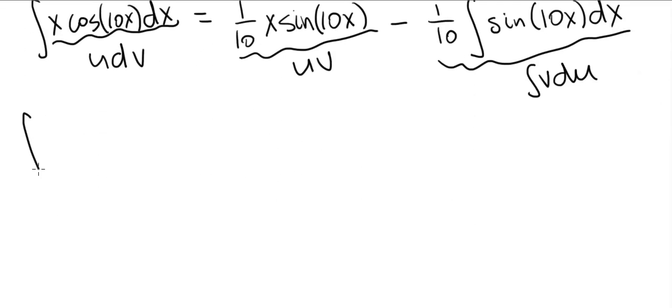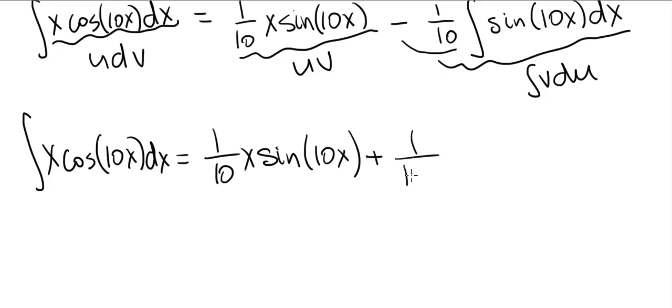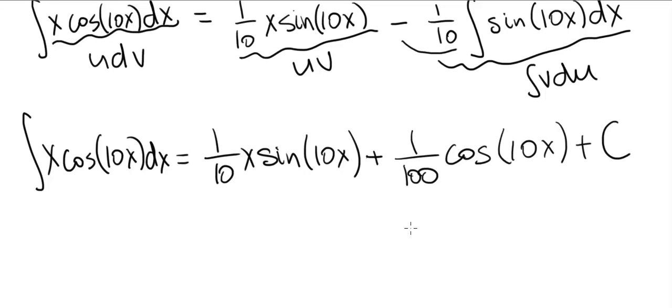The integral of x times cosine of 10x is equal to 1 over 10x times sine of 10x, and then the integral of sine of 10x is minus 1/10 cosine. Minus 1/10 along with the minus 1/10 that's here gives us plus 1 divided by 100 times cosine of 10x, and then we can add a constant of integration. There's nothing to simplify. This is the final answer.